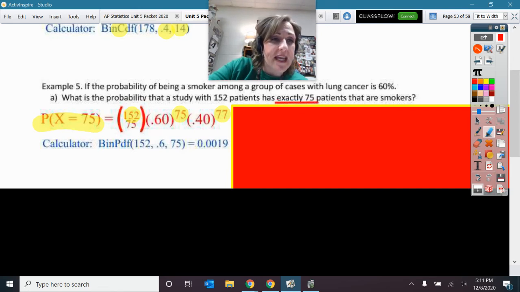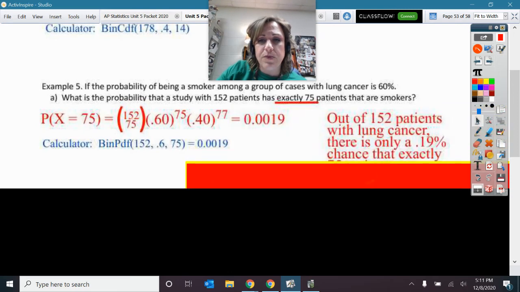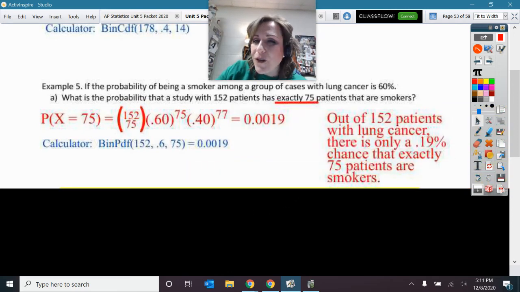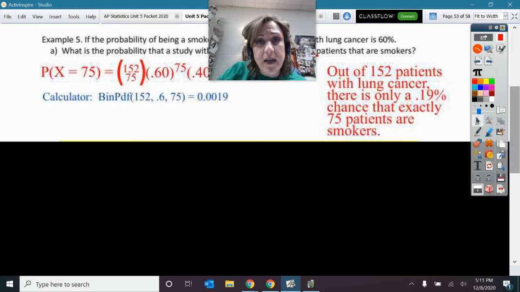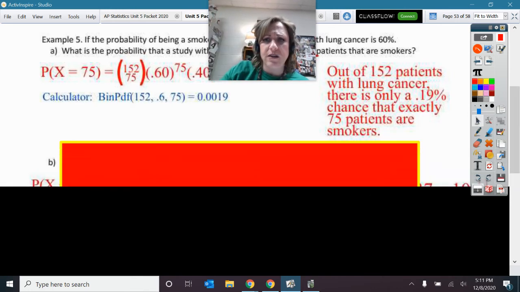Okay, but then here's how it looked in my calculator. Particular, I want out of 152, 0.6 is my success rate, and I want exactly 75 of them. So just about a fifth of a percent, 0.19% chance that you'll have exactly 75. All right, so let's move on. Yeah, and don't forget to keep those numbers on the forefront of what did they actually mean. Don't get caught up in just plugging through the numbers. What does that number mean? Okay, what are you actually figuring out?